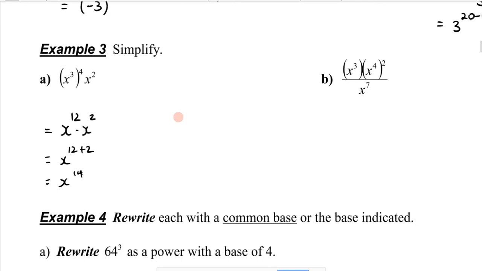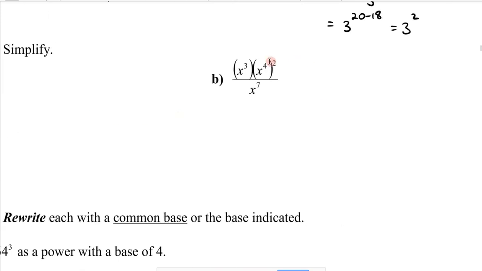Okay. Over here, again, power of the power rule generally should be first. Deal with those two powers. So here I'm going to write x cubed. Then I have x to the power of 4 times 2, which is 8. On the bottom, I have x to the power of 7.